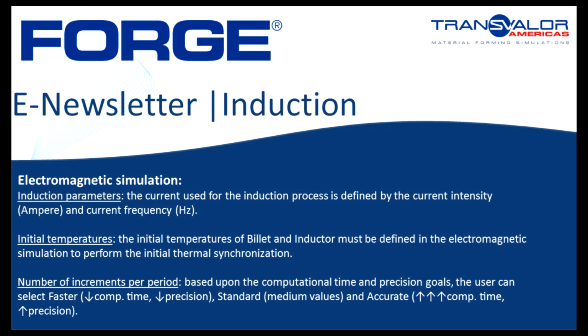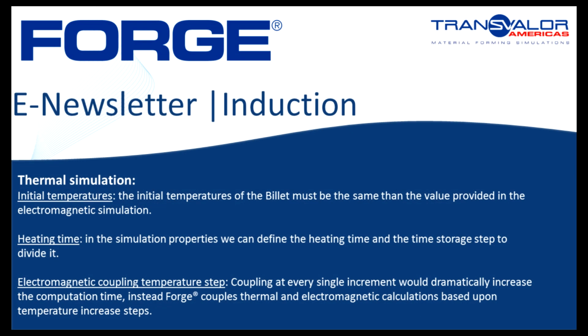The main parameters to set in the electromagnetic simulation are current intensity and frequency to establish the electromagnetic field, initial temperature of the billet to solve Maxwell's equation in the first calculation, and number of increments per period to set the precision of the results. Once in the thermal simulation, we need to indicate the initial temperature and the desired heating time. Finally, we can establish the number of temperature steps to trigger the electromagnetic field update.